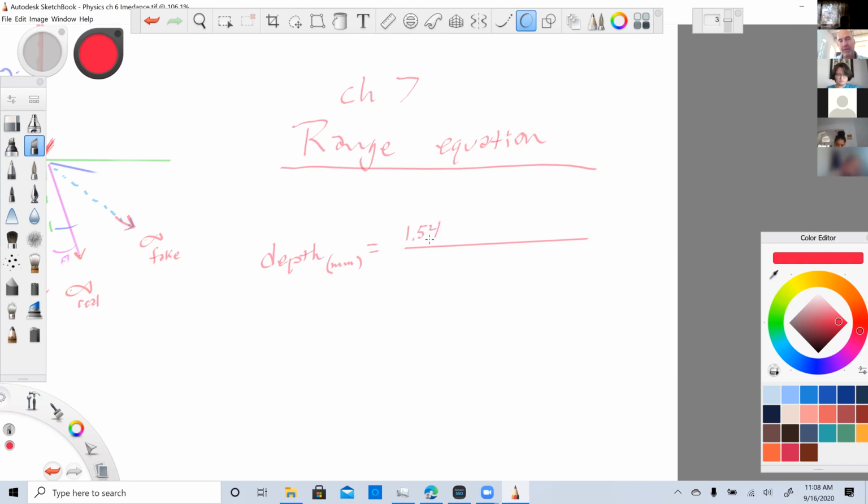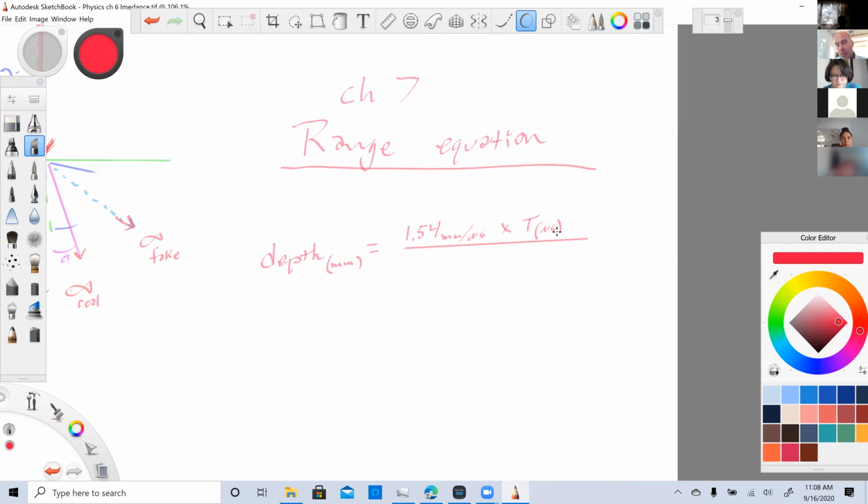We're not using 150. We're not doing meters. We're doing millimeters. So 1.54 millimeters per microsecond times the go return time. The go return time: pulse, echo. That's what they mean by go return time. We're just going to say T in microseconds.